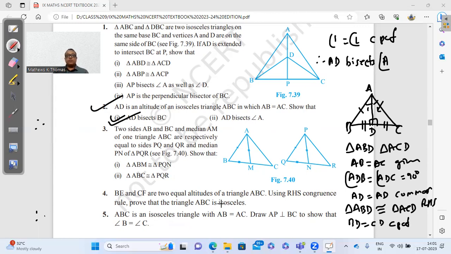So that's question number 2, parts 1 and 2. Both the parts are done, and both are based on congruency, in fact.